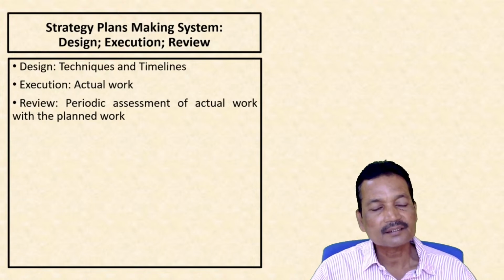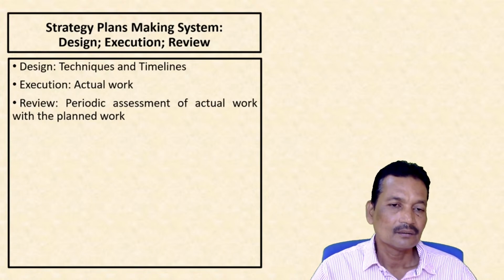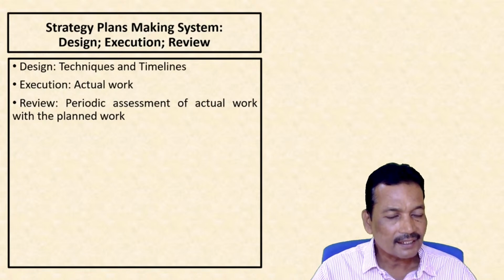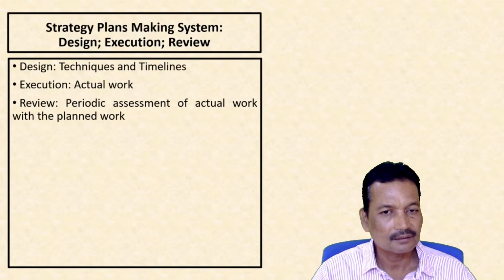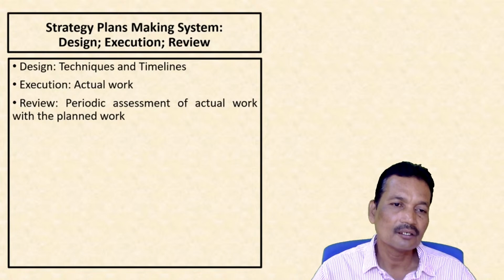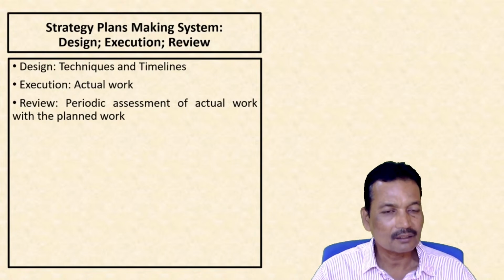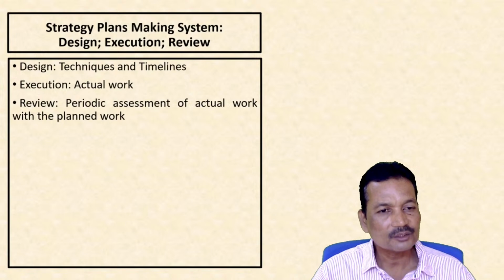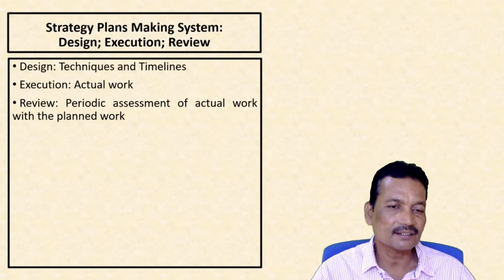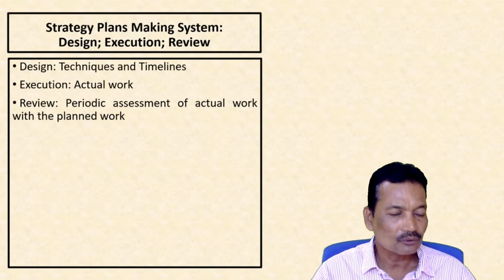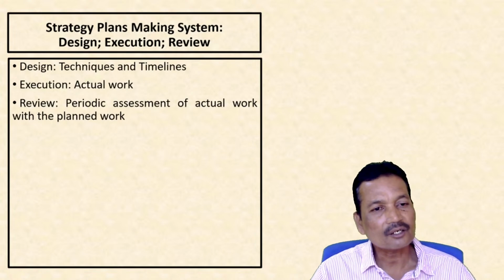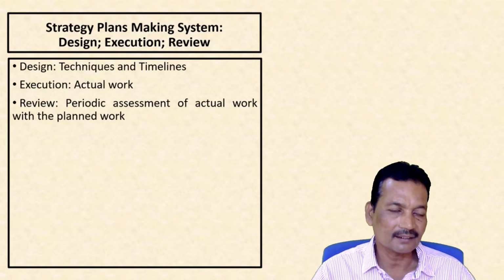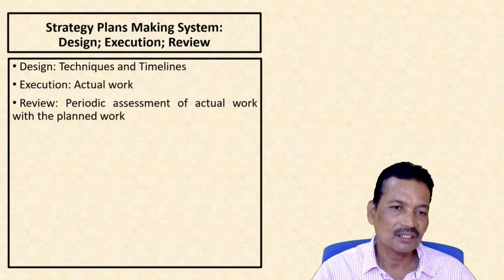Now, this will give us an idea: is there any kind of deviations? Are we lagging behind our plan? Are we falling short in our planned work, which may lead us to extension of deadlines? If so, then what is the contingency plan we have in our hands? That means some kind of decisions will be taken.